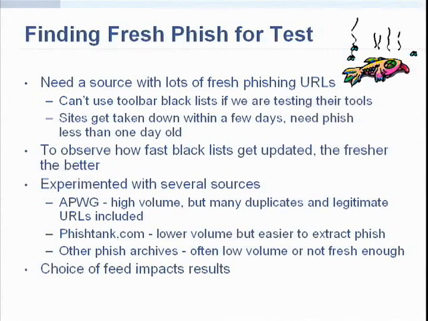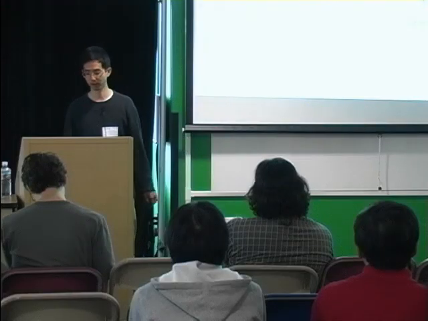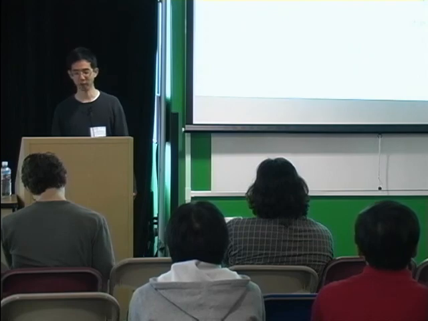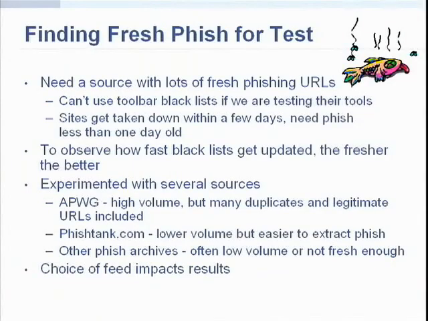And we also experimented with several sources. So to give you more information, the APWG is very high volume. It gets lots of raw emails. People just forward emails that they think are phishing attacks. There's lots of duplicates, and there's also some legitimate URLs included inside of them, so there are also some false positives. For phishtank.com, it's lower volume, but it's far easier to extract the phishing URLs. They just give you an API for getting these. There are also other phish archives that we've experimented with. We tried accumulating ones ourselves, but they're typically low volume or not very fresh kinds of emails.